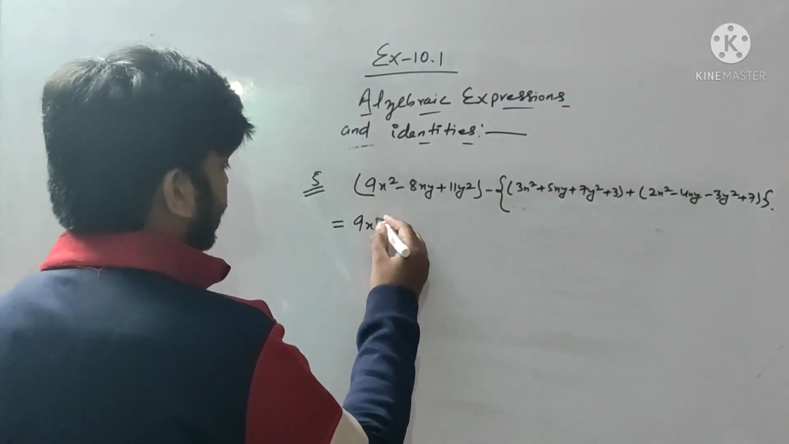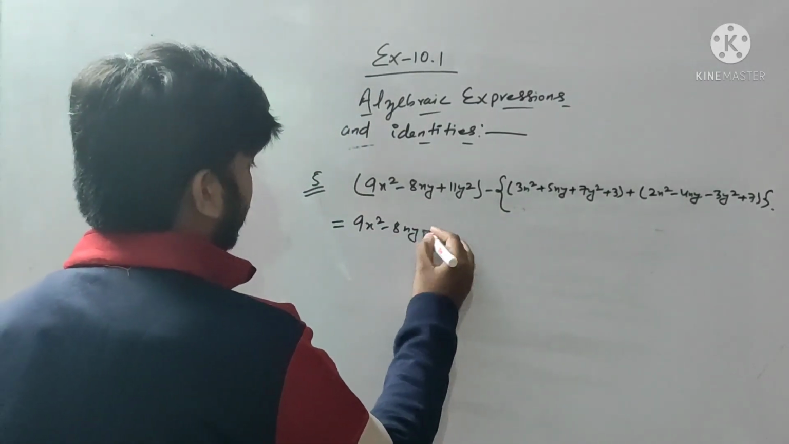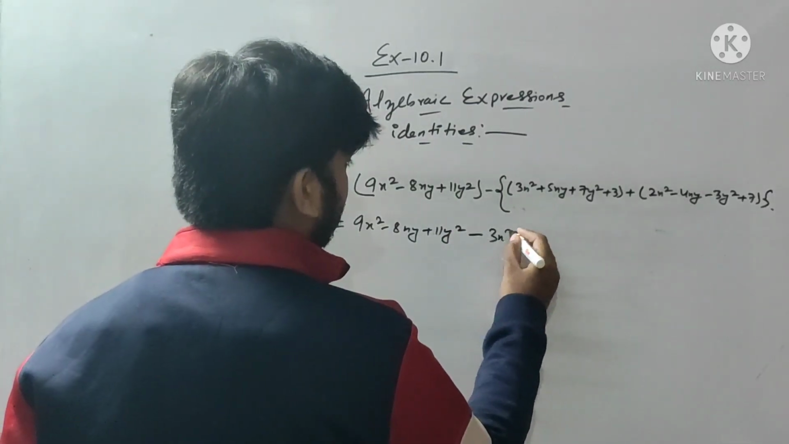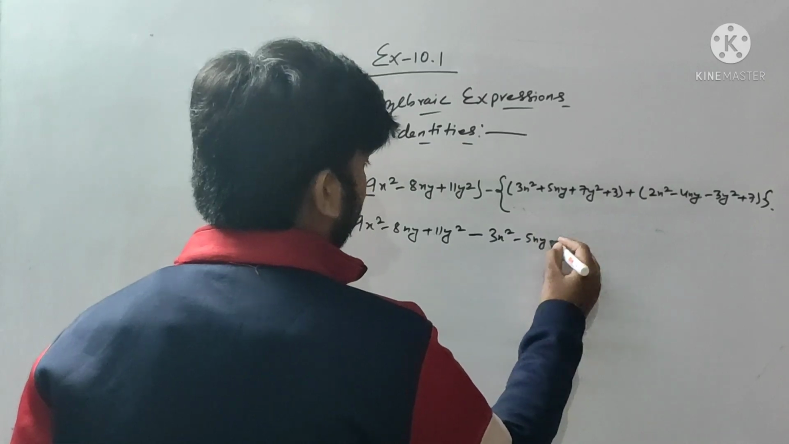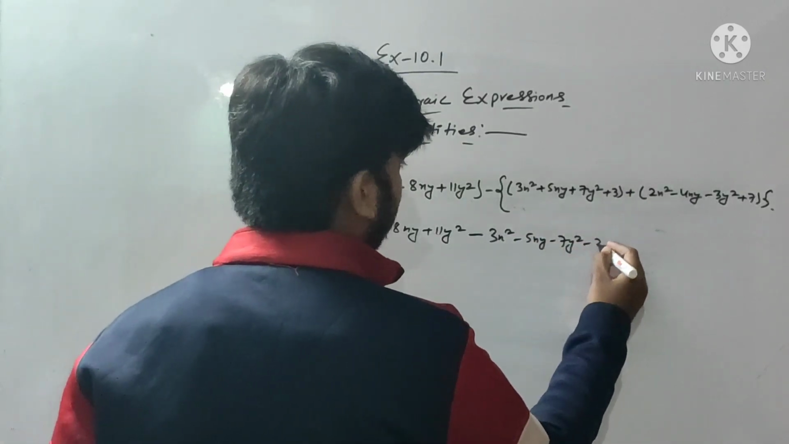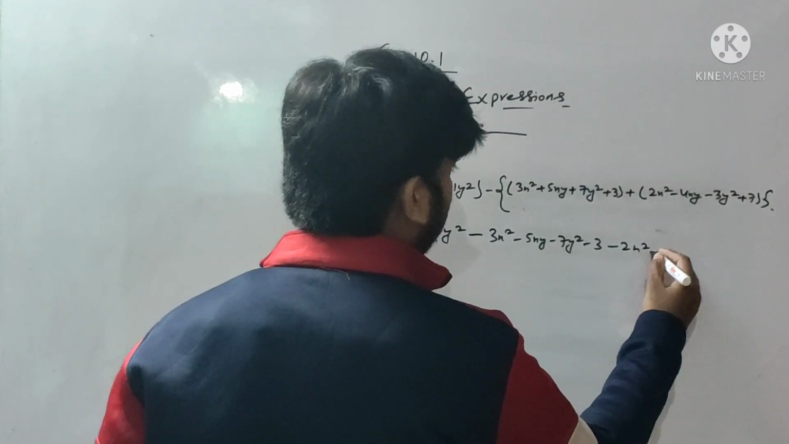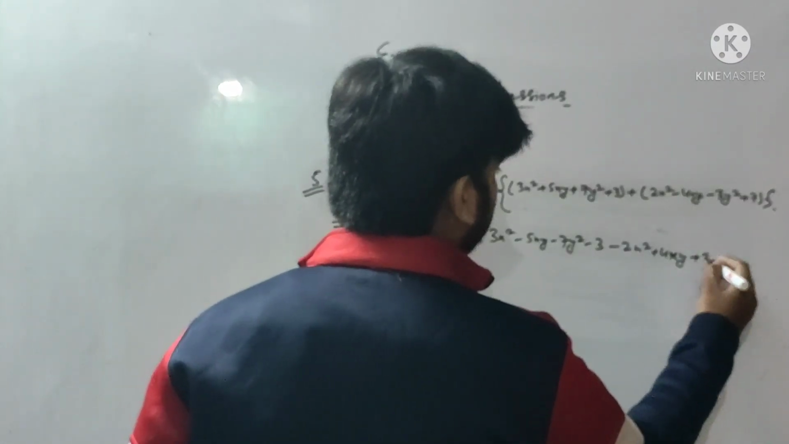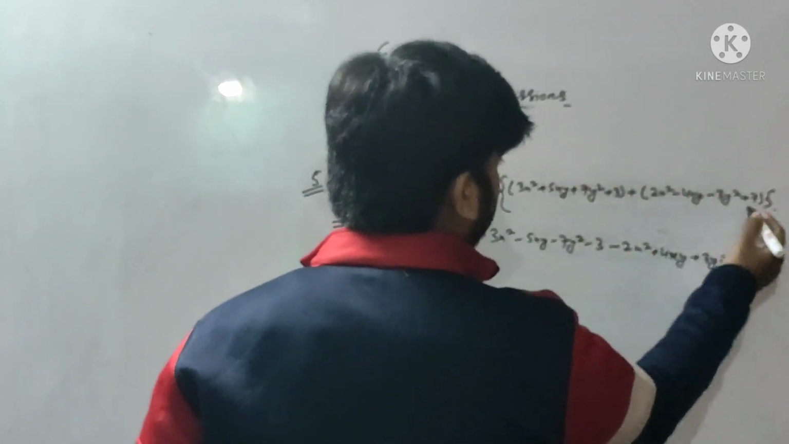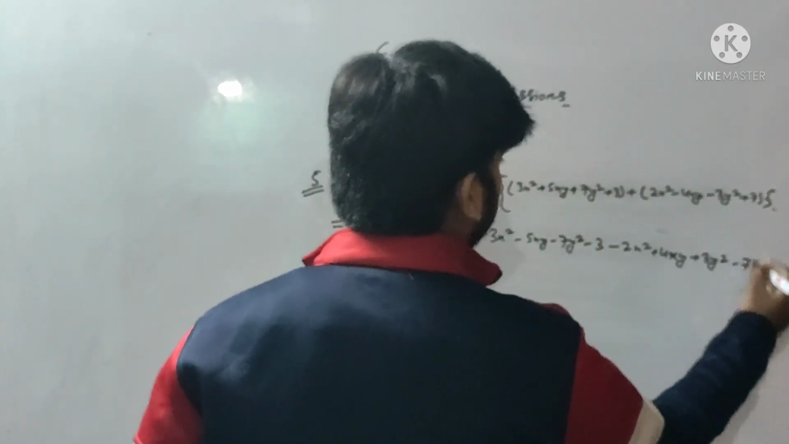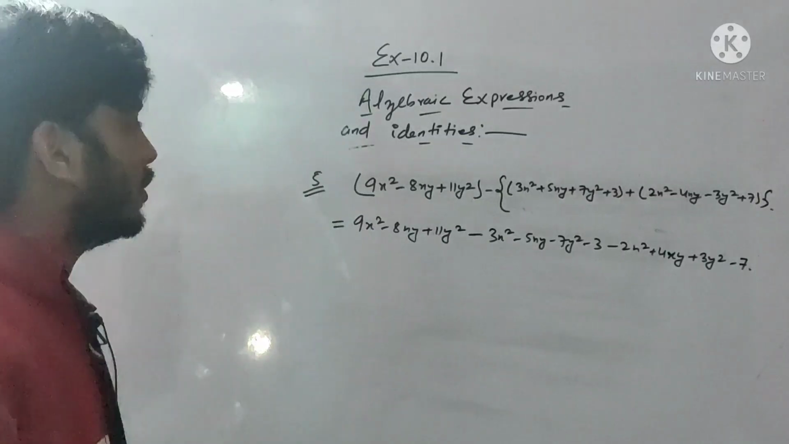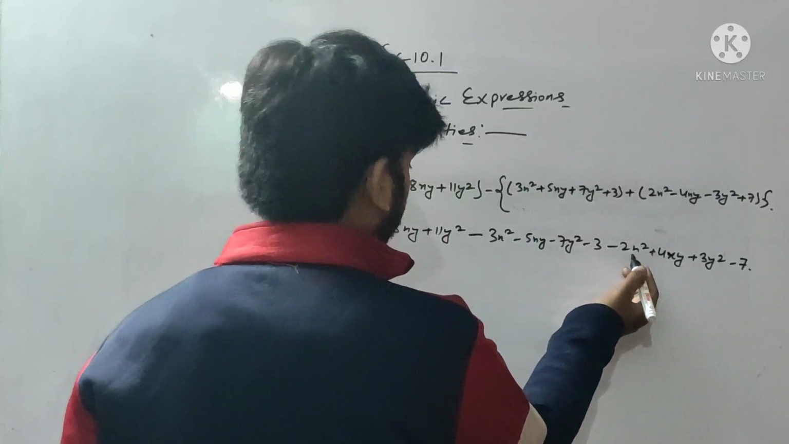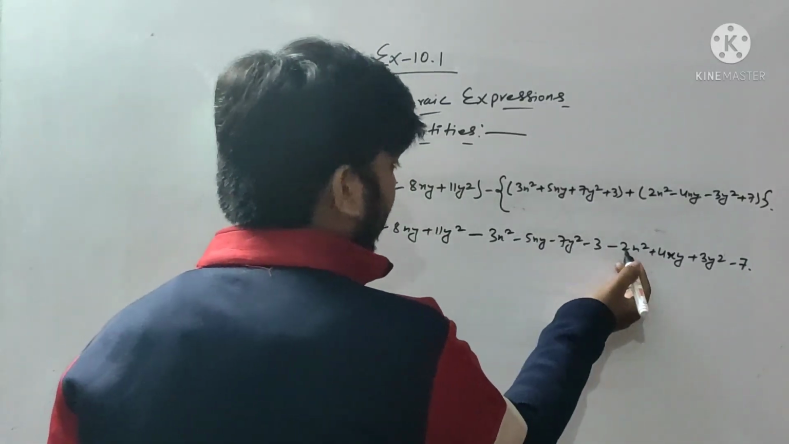So this will be 9x square minus 8xy plus 11y square. So minus this will be 3x square minus 5xy minus 7y square minus 3 minus 2x square minus minus plus 4xy minus minus plus 3y square, and this minus minus minus plus minus. Okay. So now this is x square, this is x square, and this is x square. So first we need to add these both.